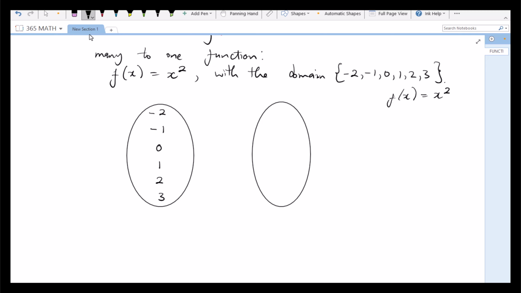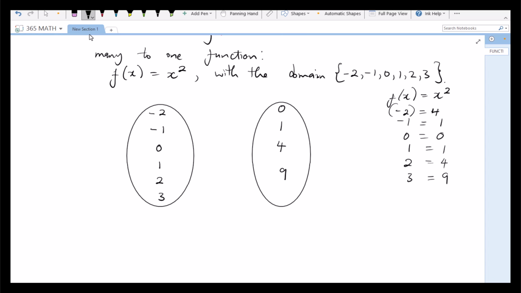So if our x right here is -2, we are going to get 4. If it is -1, we are going to get 1. If it is 0, we're going to get 0. If it is 1, we are going to get 1. If it is 2, we are going to get 4. And if it is 3, we are going to get 9. So you put these values into the range starting with 0, 1, 4, and 9, because this is all that we have: 0, 1, 4, and 9.